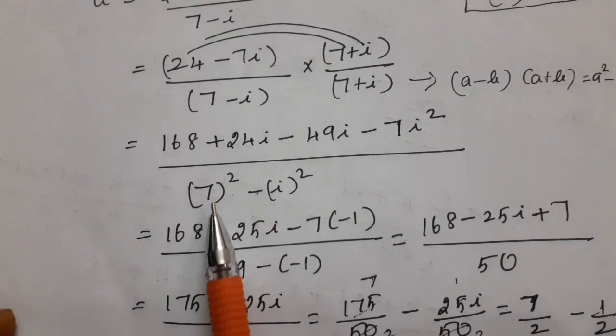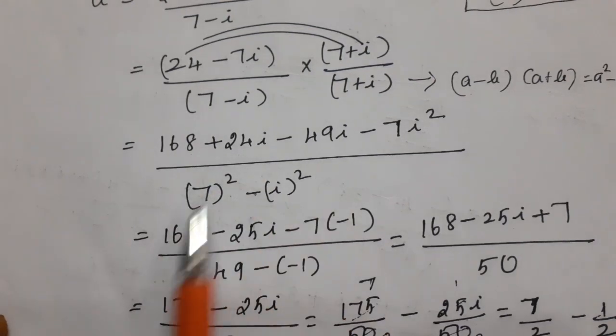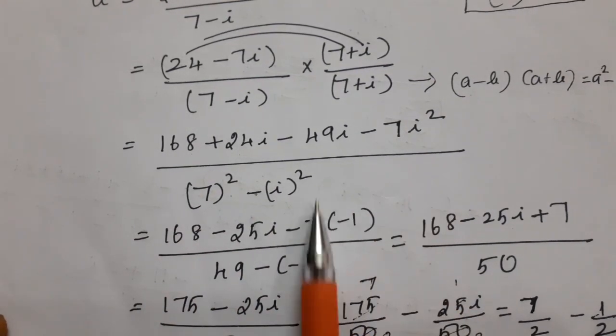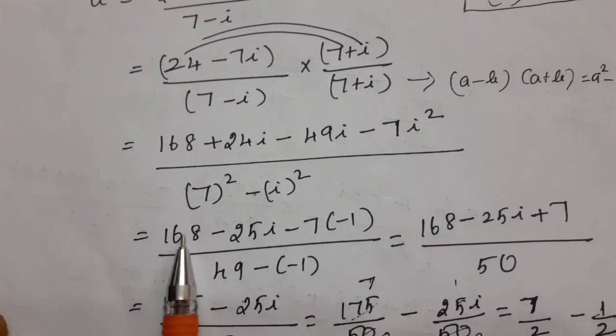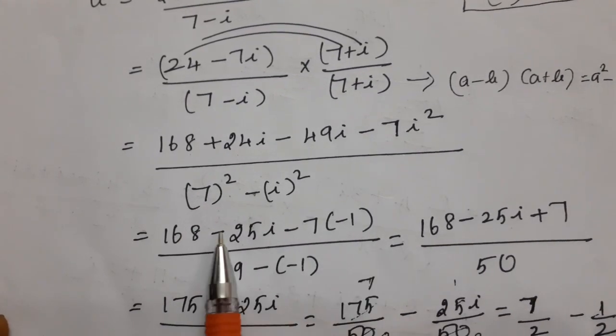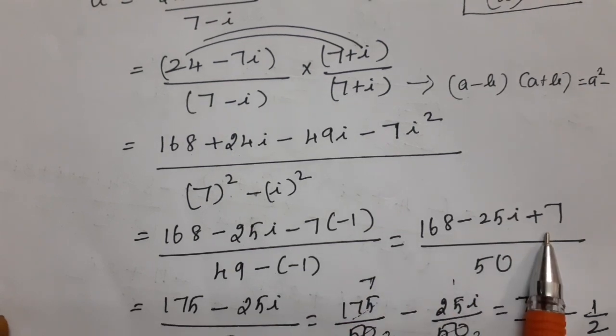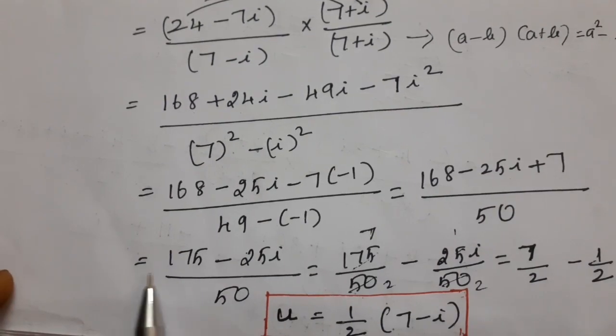So after the calculation, what do you get? Added with the 12, very easy for you. 7 into i square is nothing but minus 7; remember, i square is minus 1. Using this, add the real part with the real part, and the imaginary part with the imaginary part. Divide, what is the final step? 175 minus 25i by 50.